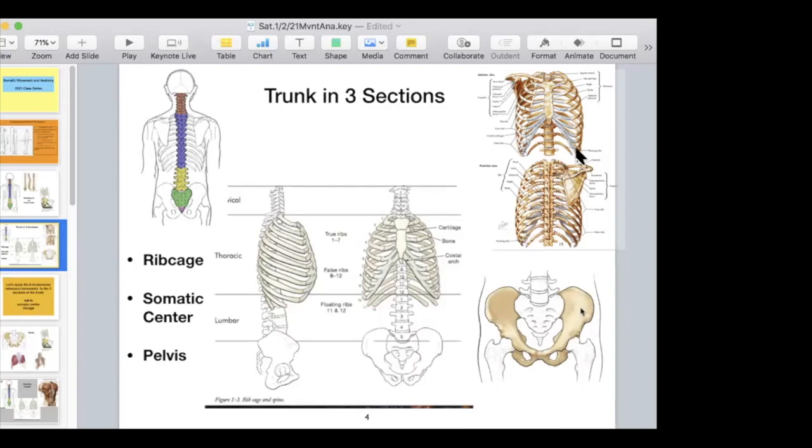Just like this in the front, the bottom margin of the ribs is the top of the somatic center in the front. And then the side of the somatic center follows the lower border of the rib, including the two floating ribs. And then in the back, the bottom of the ribs is the top margin of the somatic center. So the somatic center is very long and much bigger in the front and much smaller in the back. But in the back, it has the lumbar vertebrae, the famous low back. So very important.